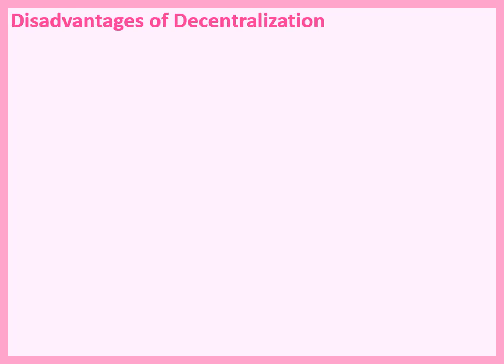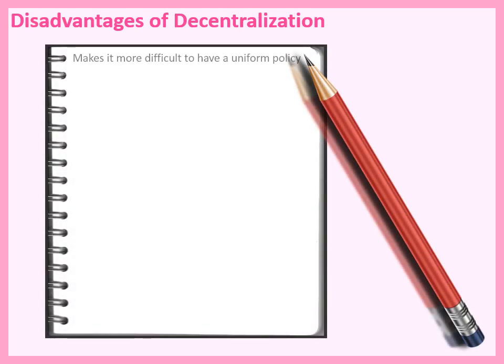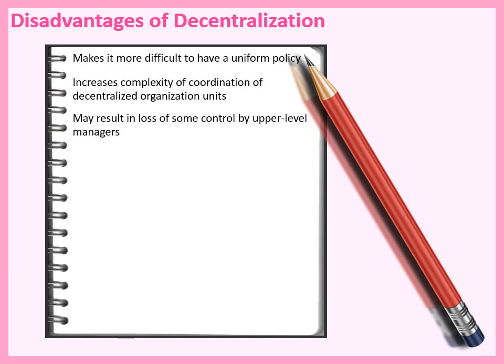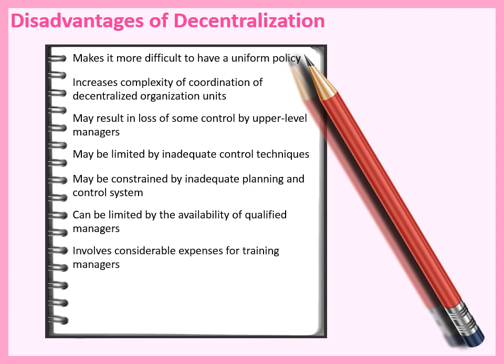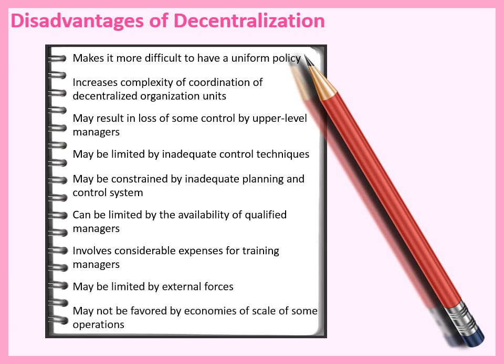Now let's take a look at the disadvantages of decentralization. Makes it more difficult to have a uniform policy, increases the complexity of coordination of decentralized organization units, may result in loss of some control by the upper level managers, may be limited by inadequate control techniques, may be constrained by inadequate planning and control systems, can be limited by the availability of qualified managers, involves considerable expenses for training managers, may be limited by external forces, may not be favored by economies of scale of some operations.